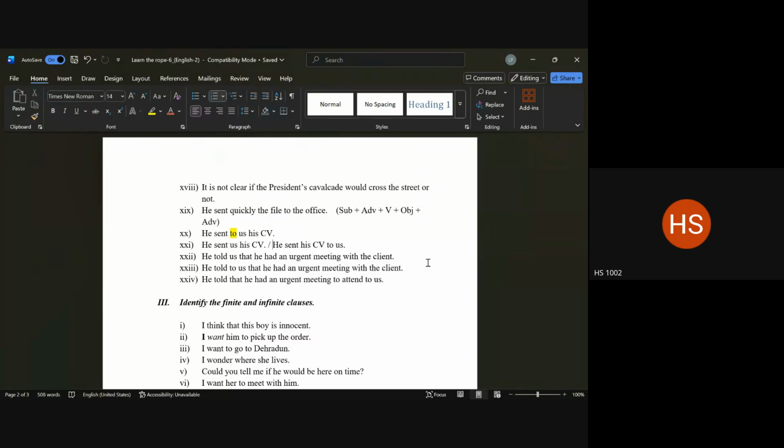Correct. Okay. All you did is flip the position of the direct and indirect object, right? And if you're flipping it, then obviously it has to. It's similar to he sent his CV to us. Instead of his CV, you have that whole clause there. He told us that he had an urgent meeting to attend.